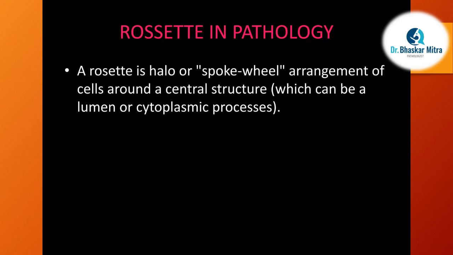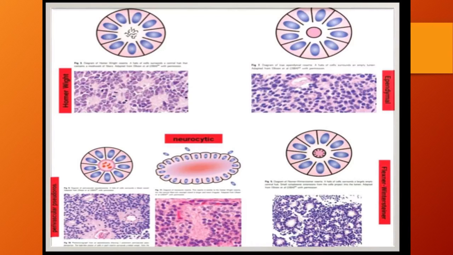This is called rosetteoid pattern. It is more like a rosette with a halo or spoke wheel appearance. The center part may contain something like cytoplasmic processes or it may not contain anything. So this is the rosetteoid arrangement. Typically the center may or may not contain something. This is the small round cell tumor showing a typical true and false rosette-like appearance.